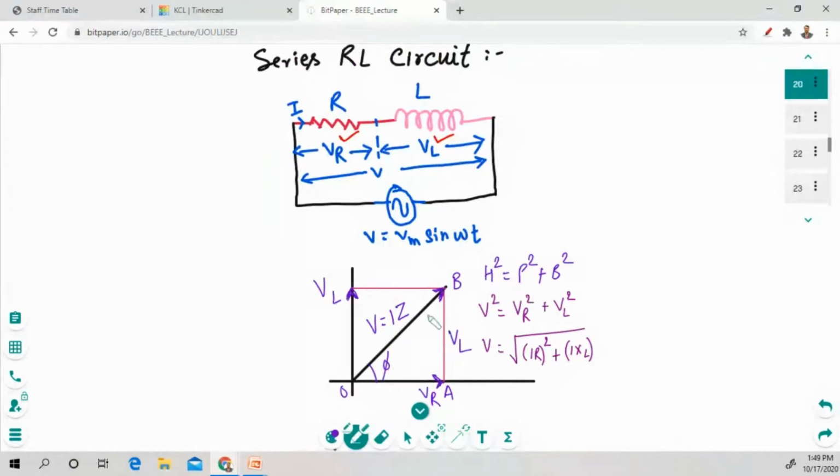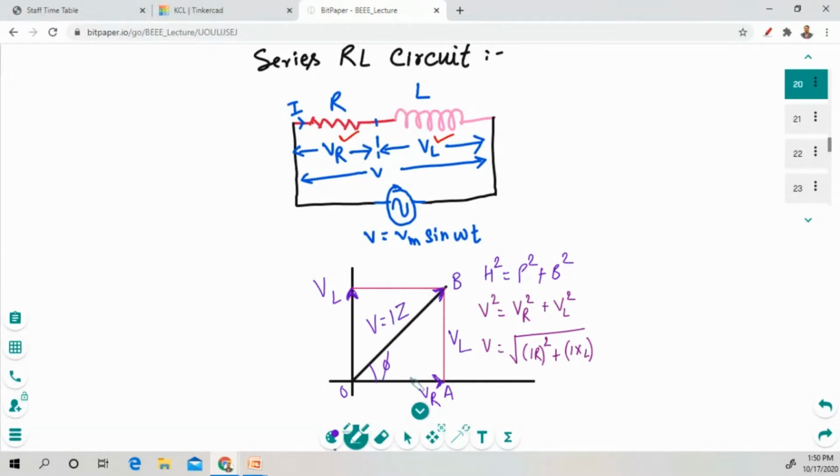So this is our RL series circuit where R and L are both in series. Across this R there is a voltage drop VR. Across this L there is a voltage drop VL. This is the input voltage. We have applied Vm sine of omega t. Now we have to draw the phasor diagram.